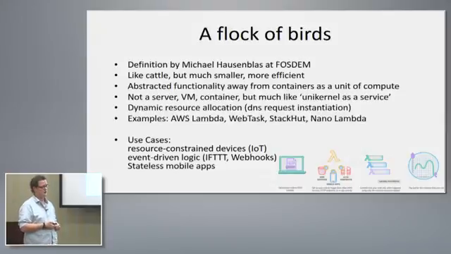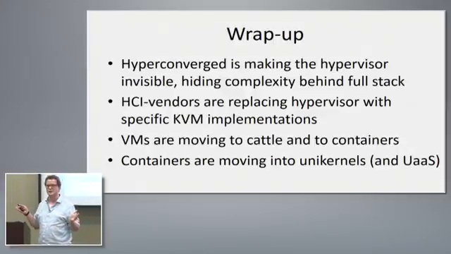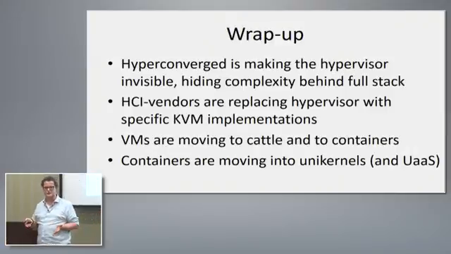It's even more simple. So as a wrap up, I know I had a lot of slides and I know I talked a lot, but as a wrap up, HCI is making the hypervisor invisible, hiding complexity behind the full stack of management. And HCI vendors are replacing current hypervisors with their own special sauce, basically. VMs are moving from cattle to containers. So why not take that last step and let containers be just a point somewhere in the middle of that process and move away from that into unikernels, and then unikernels as a service where you just run your code somewhere in the cloud.